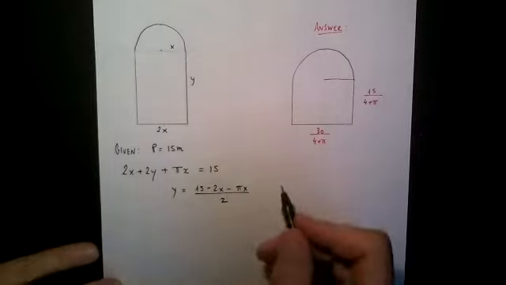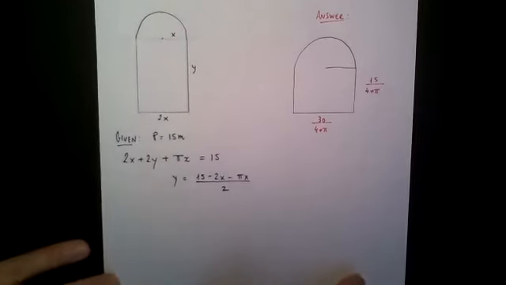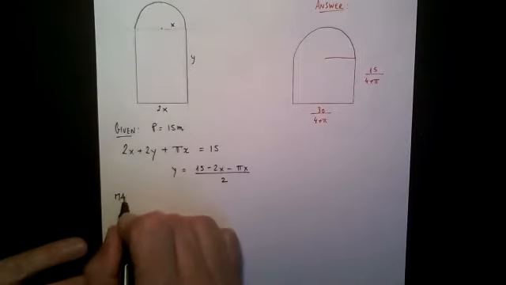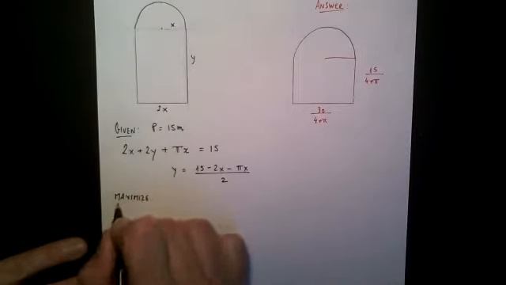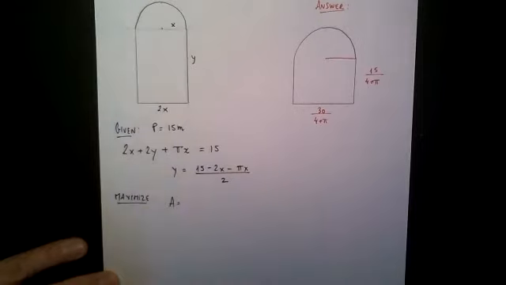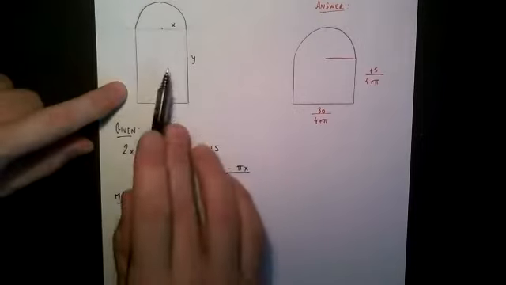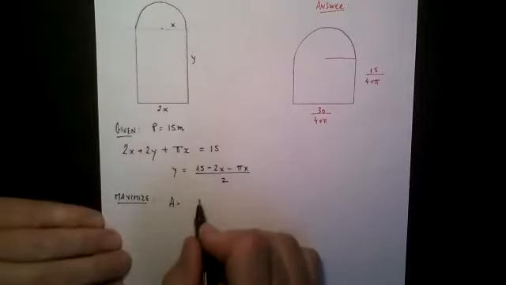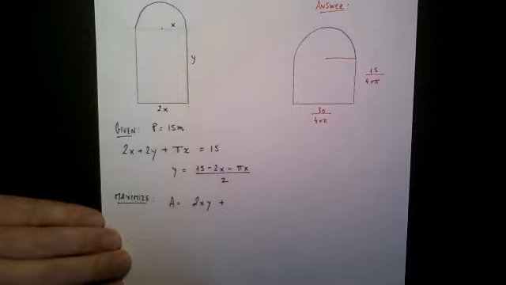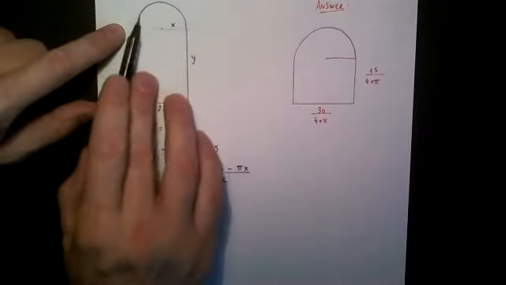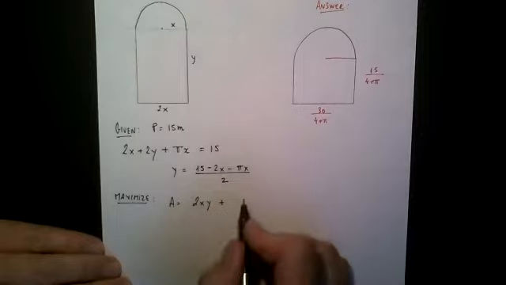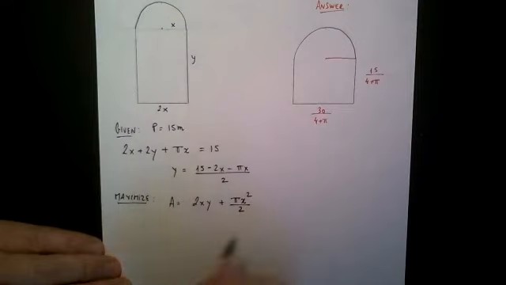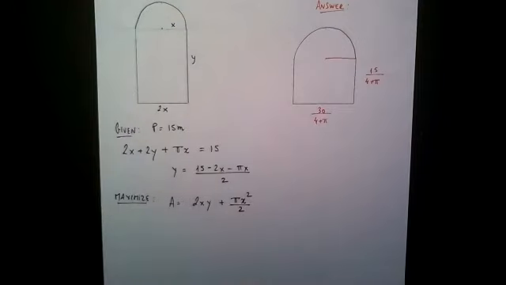All right, so this is what's given. So now let's see, what do we want to maximize? The area. And what's the area here? It's the area of the rectangle, which is 2xy, plus half of the area of the circle, so it's pi times radius squared, which is the area of the circle, divided by 2. This is what I want to maximize. Okay, are you all with me?